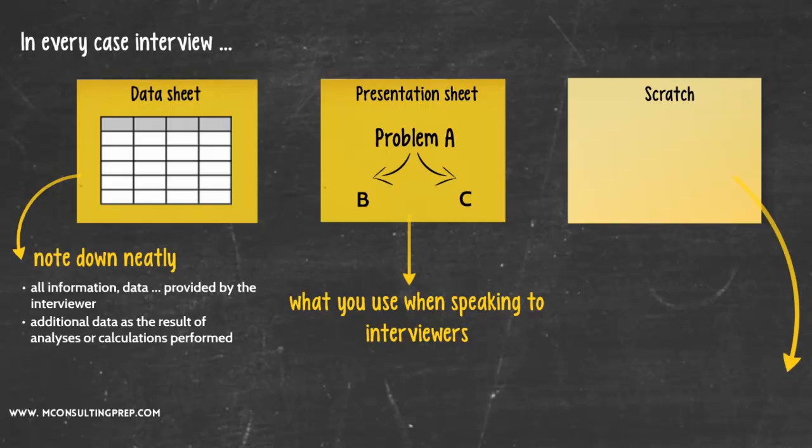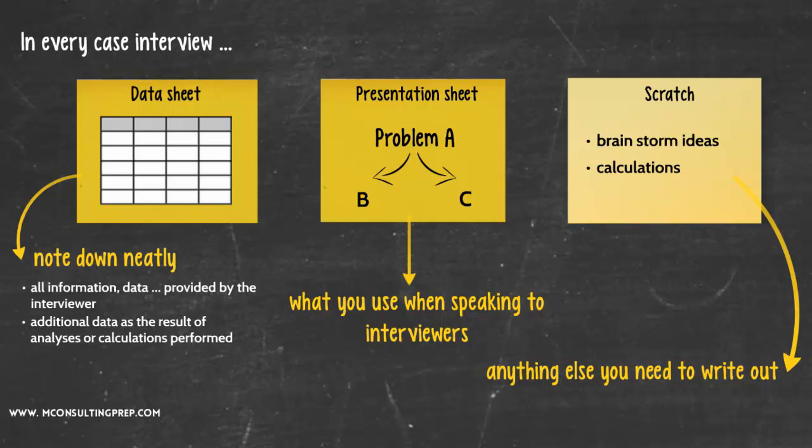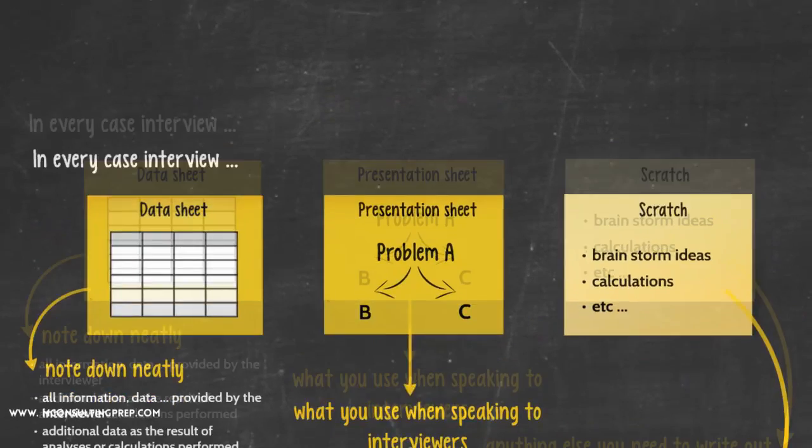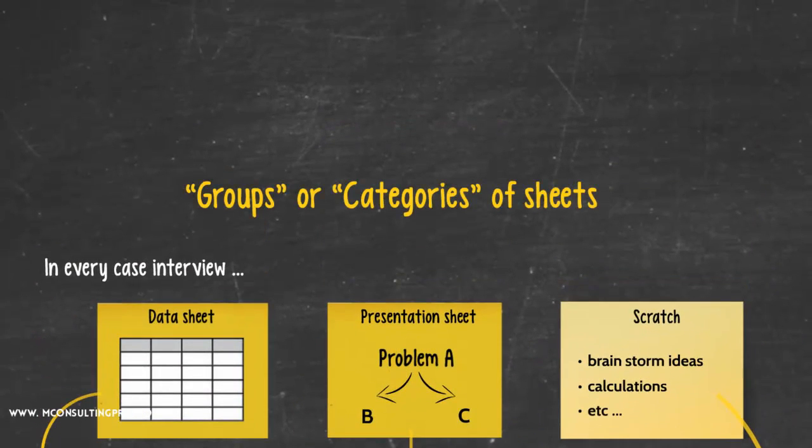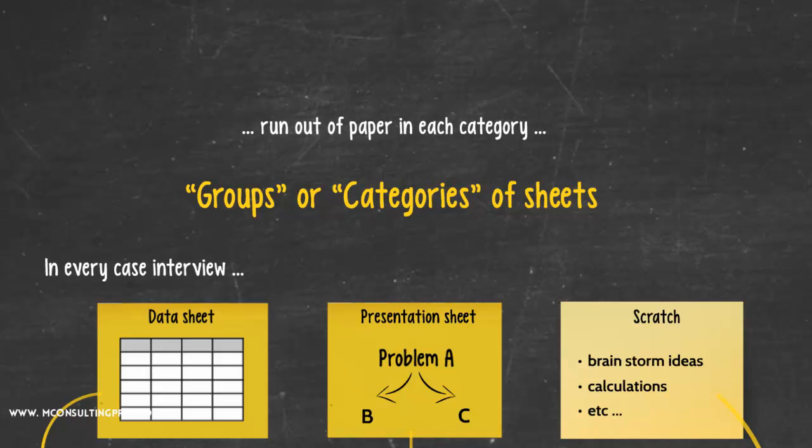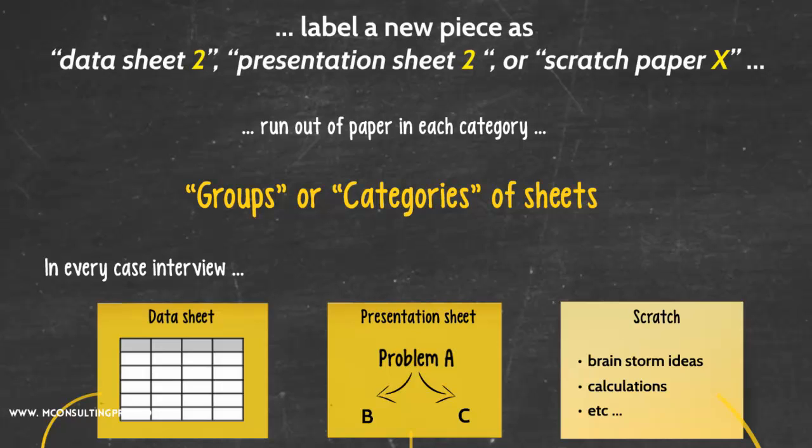Lastly, the scratch paper is there for anything else that you might need to write down during the interview. Brainstorms, calculations, ideas, etc. The purpose of this sheet is to make the other 2 clear and neat. That way you don't have to worry too much about what you write on the scratch paper. Notice that these 3 sheets actually refer to groups or categories of sheets, not necessarily just 3 pieces of paper. If you run out of paper in each category, feel free to take out a new piece and label them as Data Sheet 2, Presentation Sheet 2, or Scratch Paper 2, whatever.